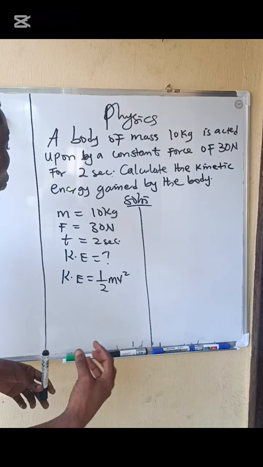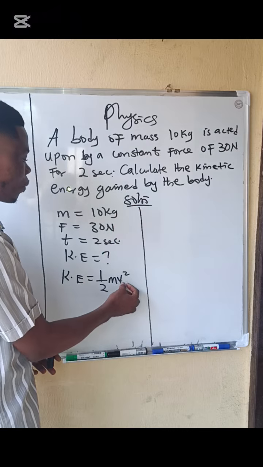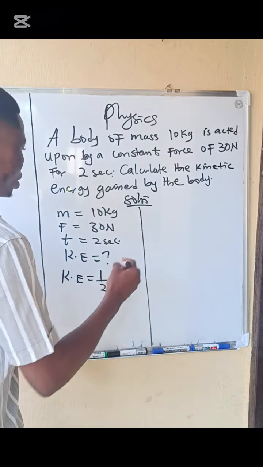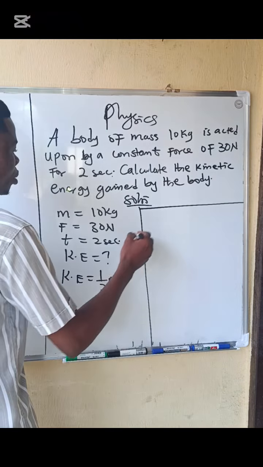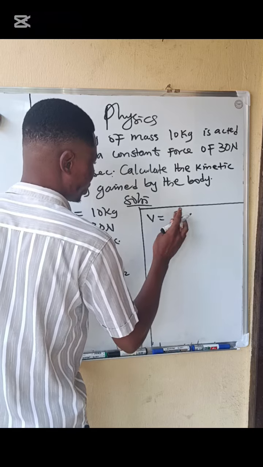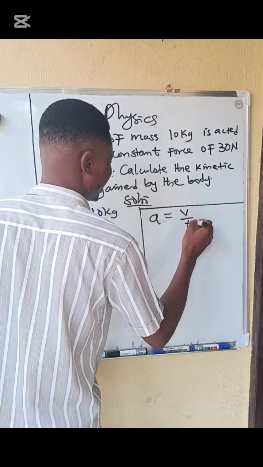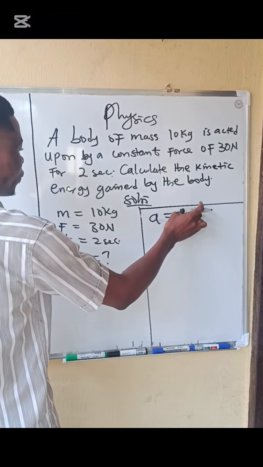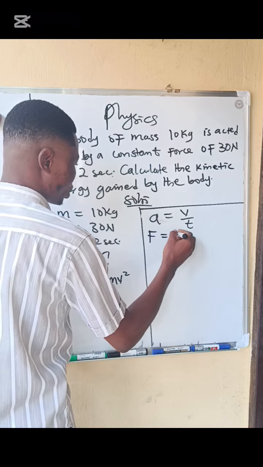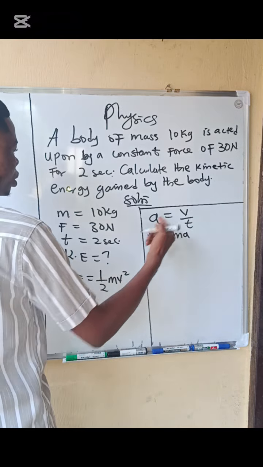So in this case, we are going to look for a formula that relates to the velocity, and find the velocity. Let's see. We have that acceleration equals velocity over t. t is given, v is not given, a is not given. But we also know that F equals mass times acceleration. So from here we can find our acceleration, then go back to this formula.